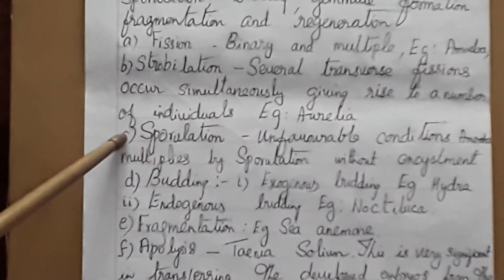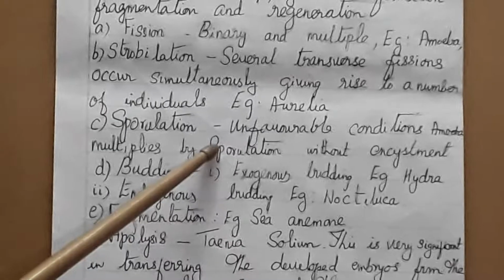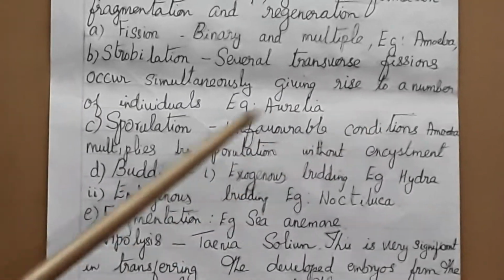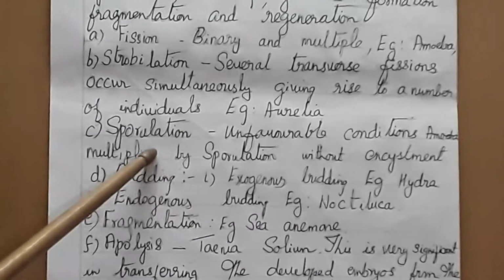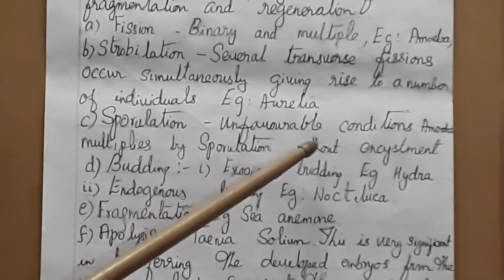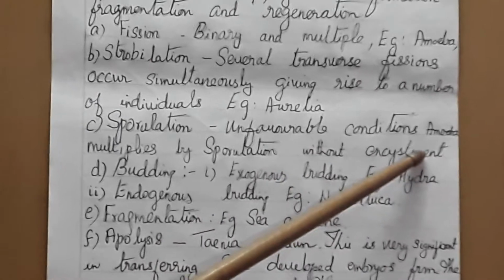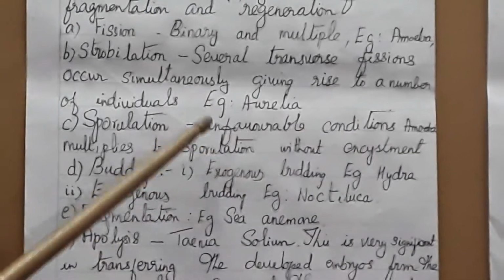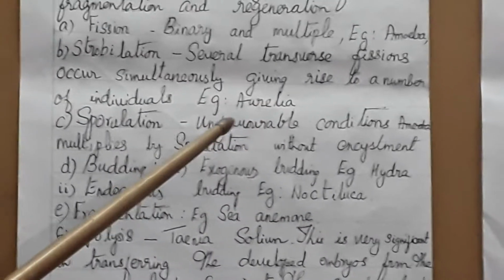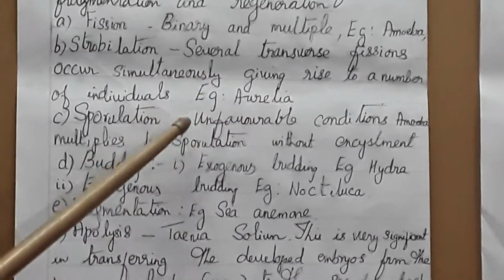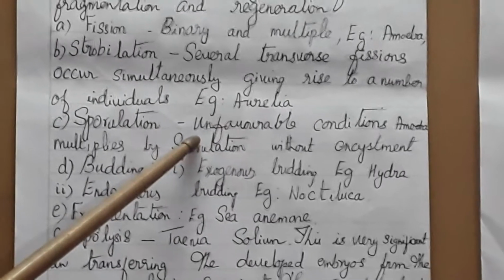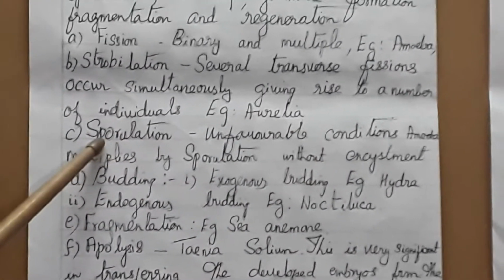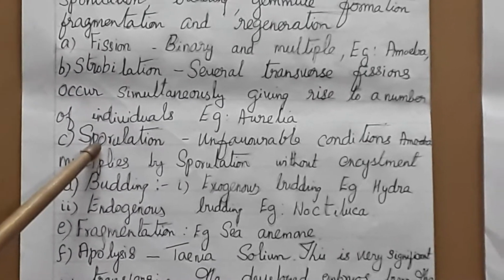Sporulation takes place in amoeba. During unfavorable conditions, amoeba multiplies by sporulation without encystment. Encystment is when the amoeba, during unfavorable conditions, is covered by a thick covering called a cyst. Without encystment, it reproduces by sporulation.